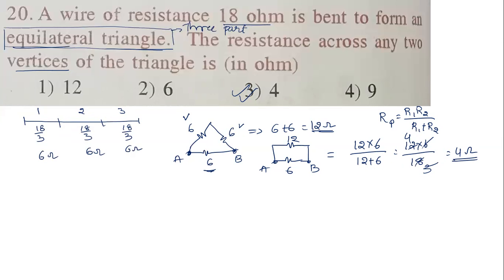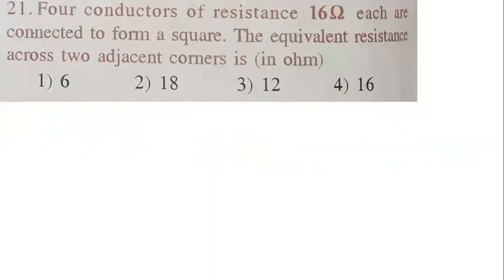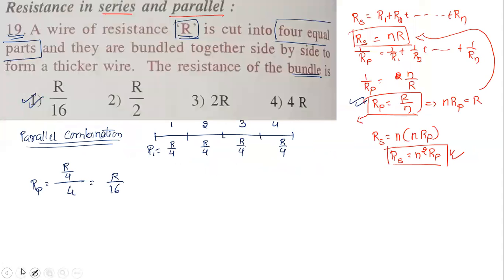It is simple, you just need to look at the question properly between two vertices. You can also take A and C. If I find between A and C, these two become a series combination and this becomes parallel. Like that. Not question number 16, question number 20.